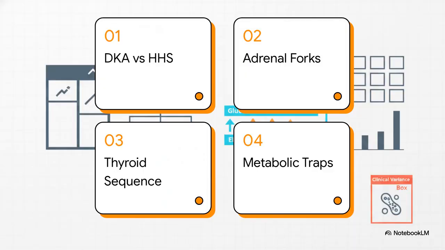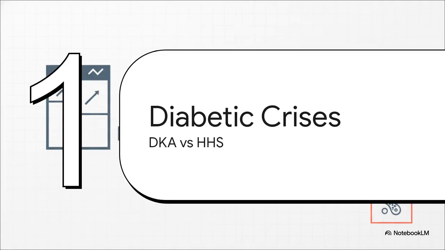Here's our agenda. First, we'll tackle DKA versus HHS. Second, the diagnostic forks of adrenal insufficiency. Third, the strict blockade sequence for thyroid emergencies. And finally, how to avoid those disruptive metabolic traps. Let's dive in. Section 1.